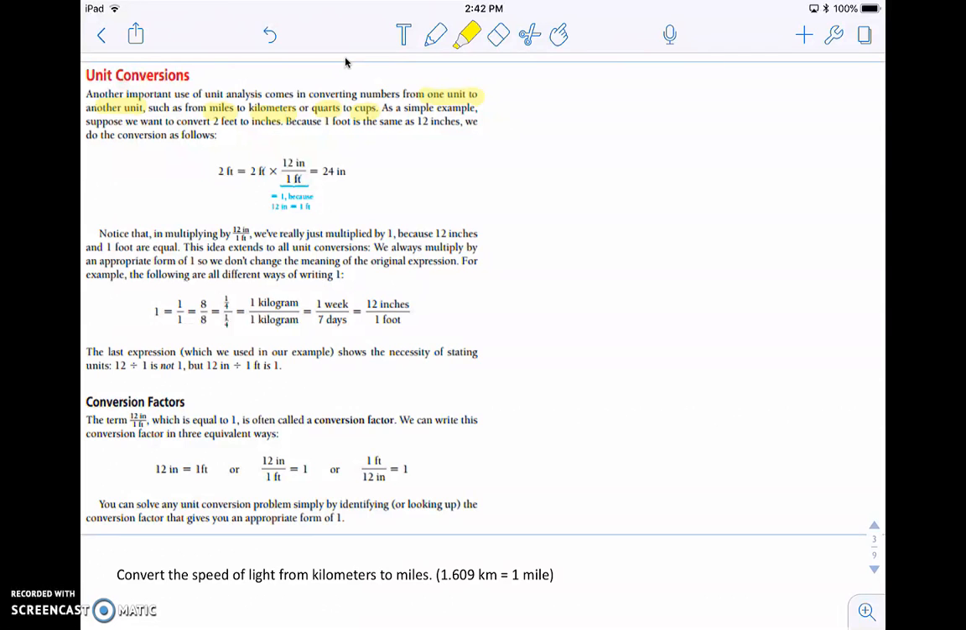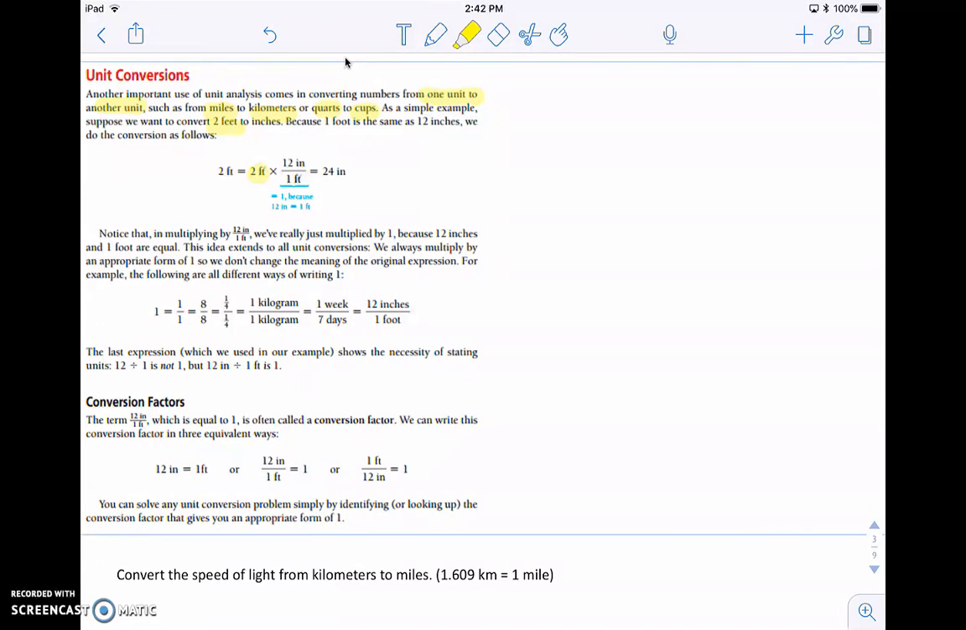The big idea here: say we wanted to convert 2 feet into inches. Hopefully in your mind you say, well, there are 12 inches per foot, so 2 times 12 is 24, so it's 24 inches. Let's see how this works out mathematically. We take our 2 feet and multiply it by a fraction that is equivalent to 1.